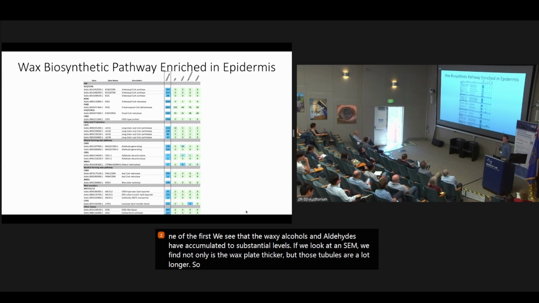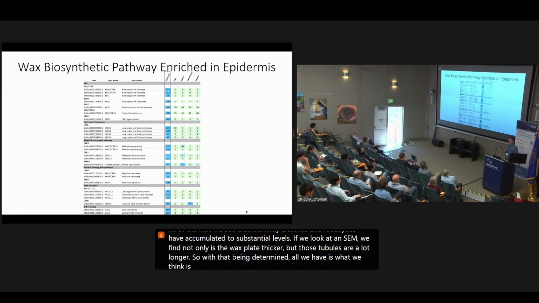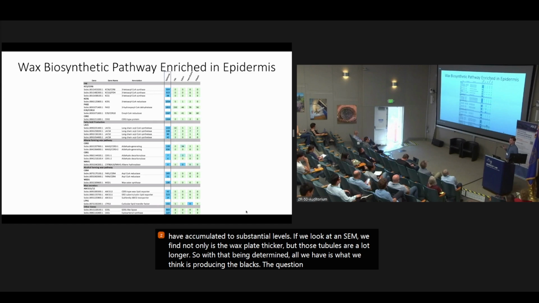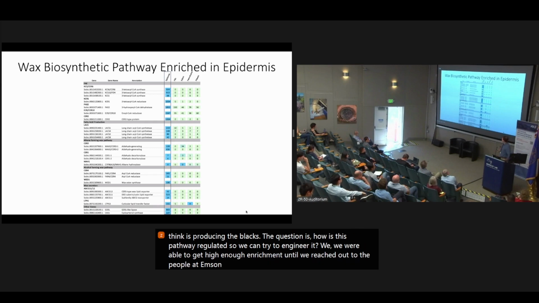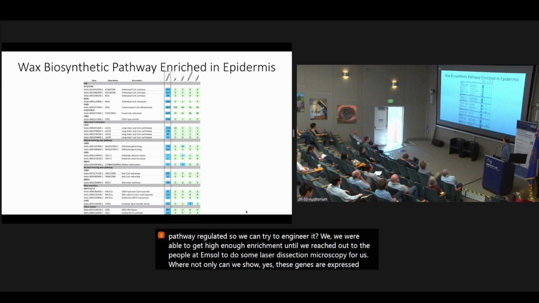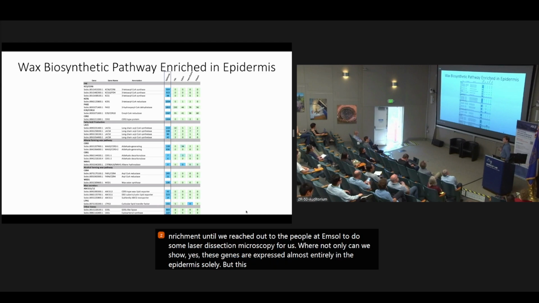So with that being determined, all we have is what we think is producing the wax. The question is, how is this pathway regulated so we can try to engineer it? We weren't able to get high enough enrichment until we reached out to the people at EMSL to do some laser dissection microscopy for us, where not only can we show, yes, these genes are expressed almost entirely in the epidermis, but this gave us the enrichment to make a regulatory network.